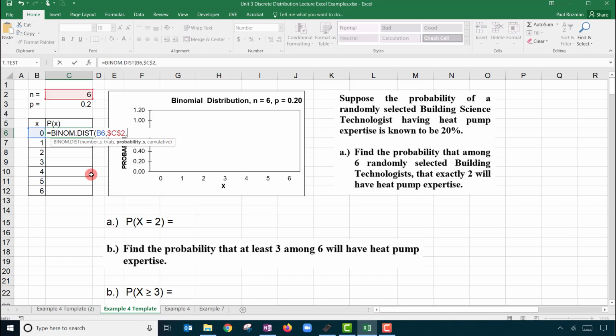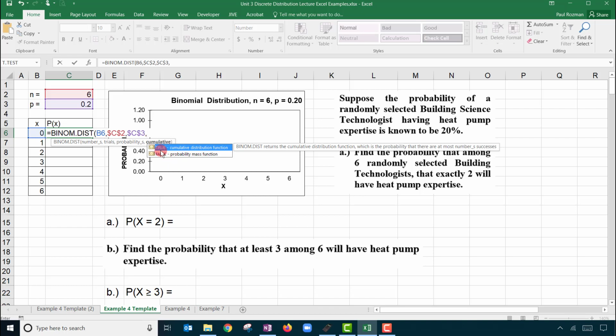So you see how I'm adding commas? So you actually have to put 4 things into this function. The next one is the probability. That's 0.2. I could just type it, or I could use $C$3, so that I reference that 0.2 that I've already typed. And then the last thing is sort of weird. It's asking whether you want it to be cumulative or not. And in this case, I don't want it to be cumulative.